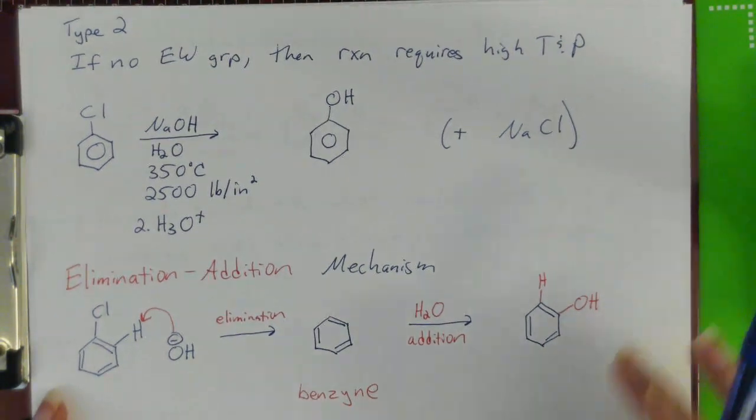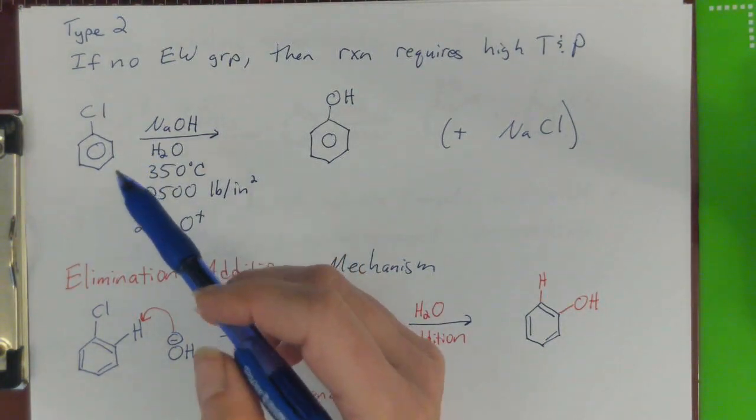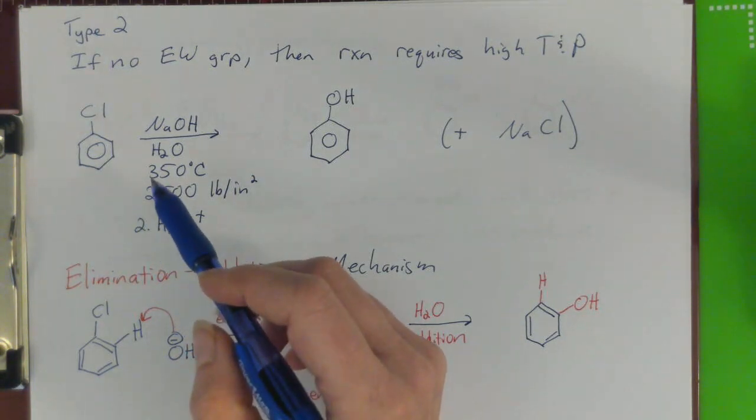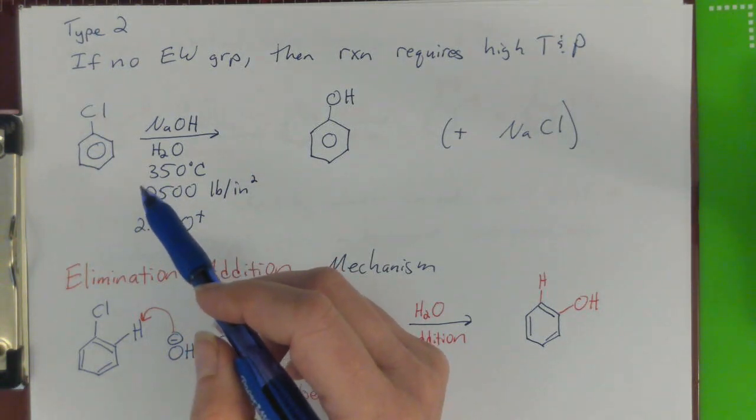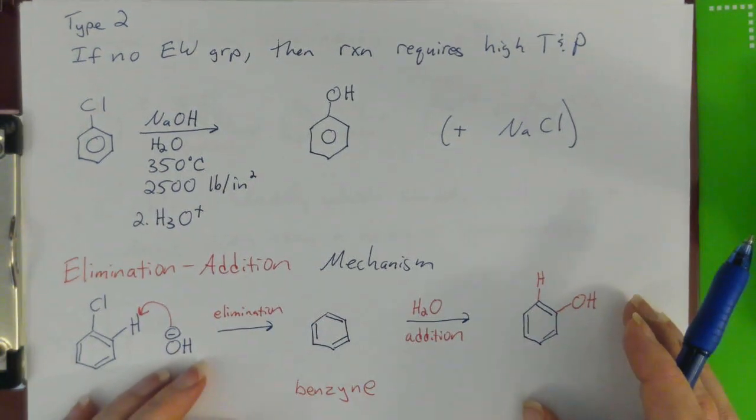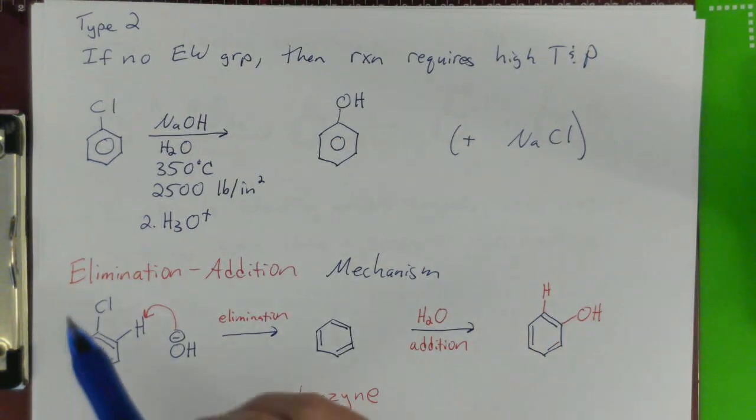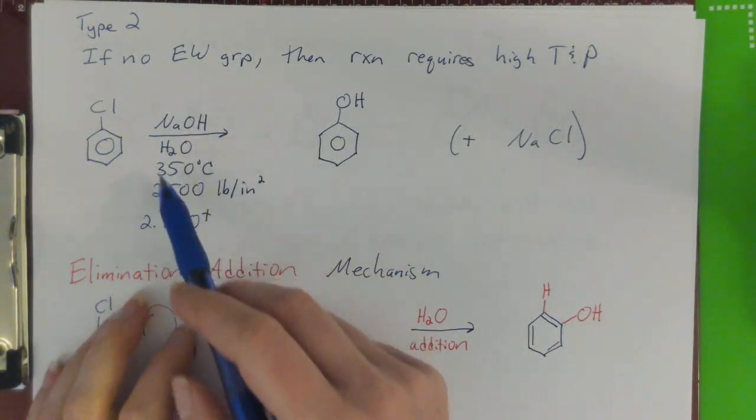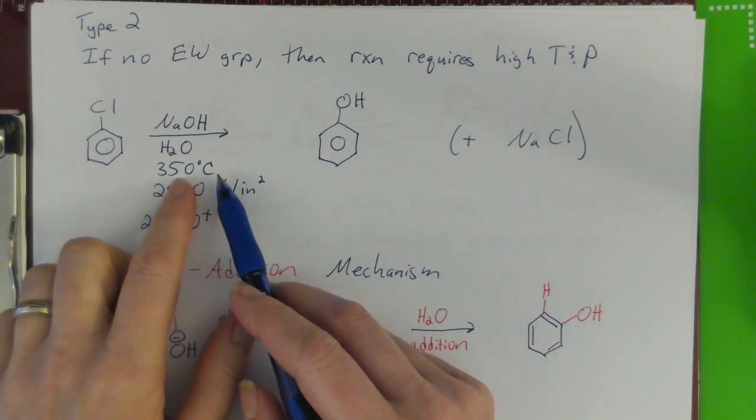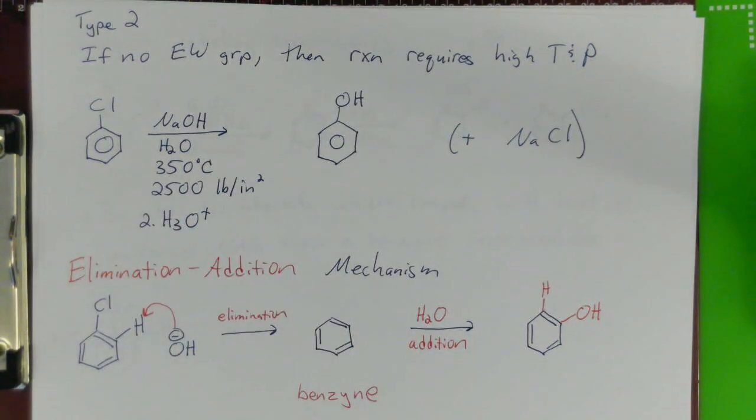And just a little side note, this mechanism was figured out at the Dow Chemical Company by a group of chemists. And it's kind of an interesting story. You can read a little bit about it in your textbook if that interests you. So you don't need to memorize these conditions here. This is a really high temperature, like 650 degrees Fahrenheit.